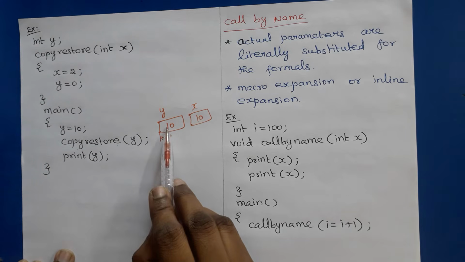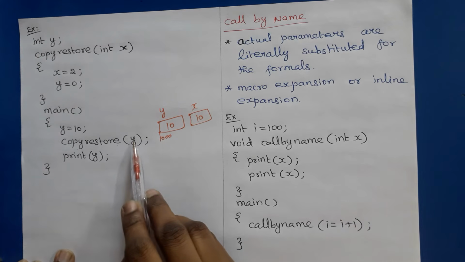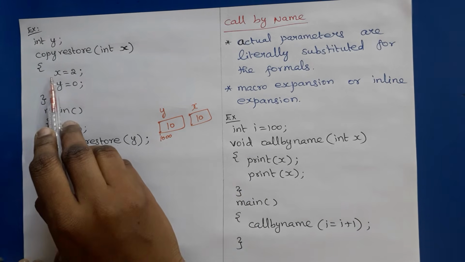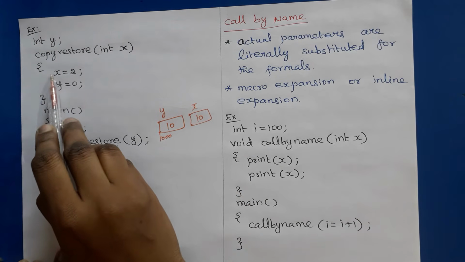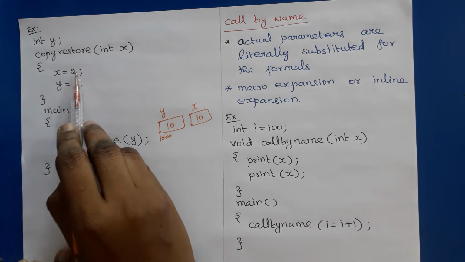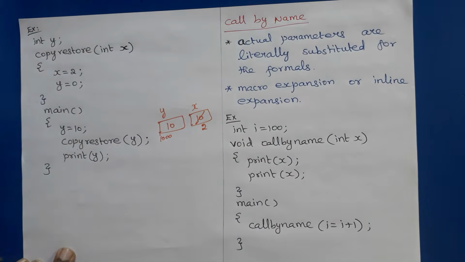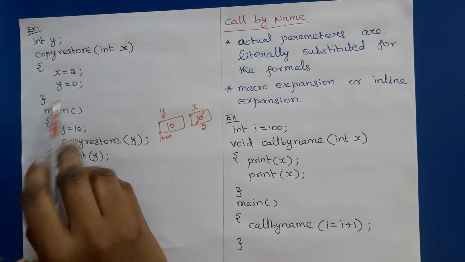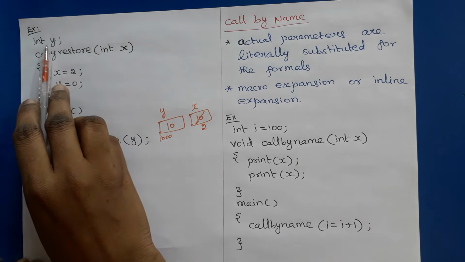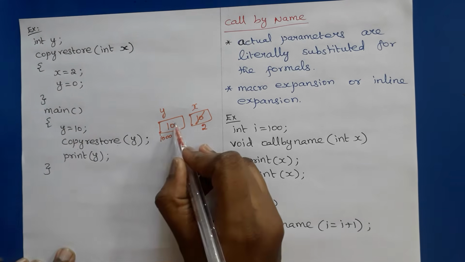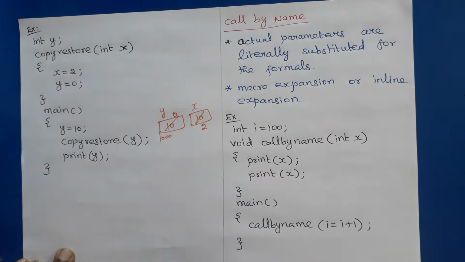So here it passes R value of y. R value means the content. So 10 is passed to x. So x value is 10 now. Then here x is equal to 2. So 2 is assigned to x. So this 10 is replaced by 2. Then y equals 0. Since y is a global variable, all the procedures can access it. So this y is replaced by 0.